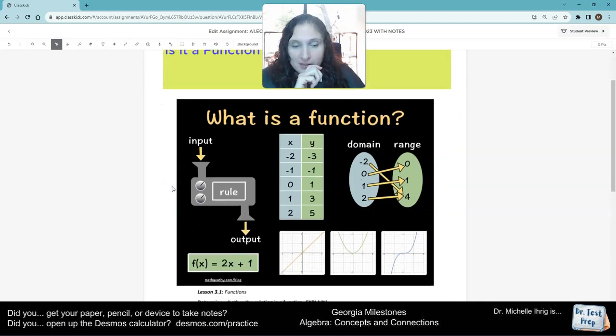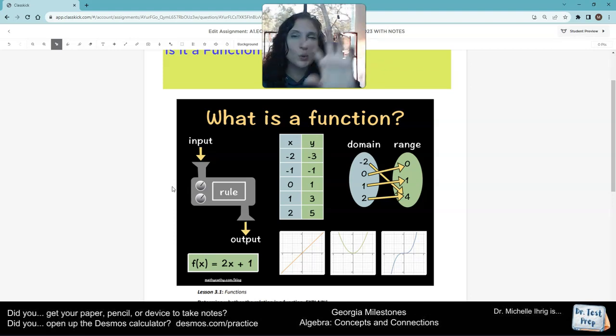Input, it goes into some kind of rule. In most cases, the rule is an equation, and then it comes out. In order for it to be a function, it has to have one input go to one output, which means that it has to be a straight line or a parabola like this. It could never be a circle. A circle would be a relation.